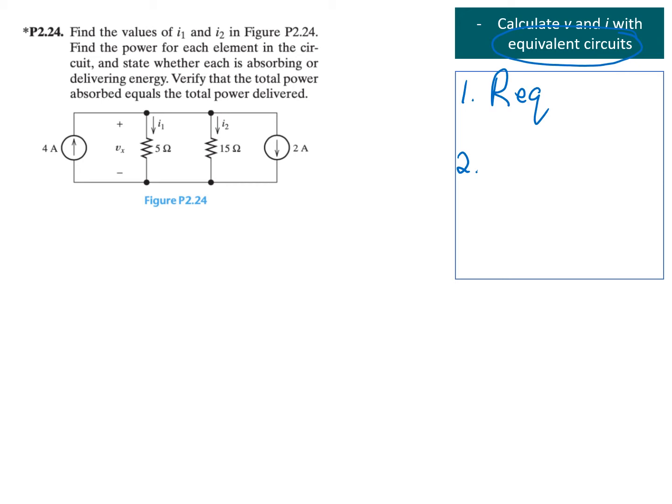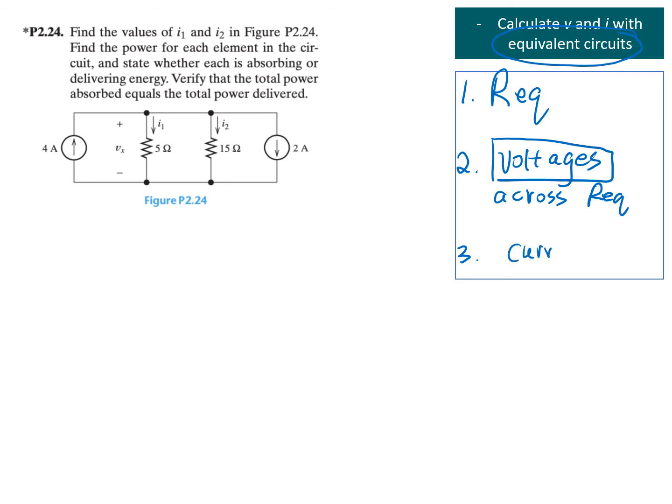And the second step is to calculate the voltages across REQ. The third step is to calculate the currents. When we know the voltages, we are going to use Ohm's law and current division. So let's see how this works in this example.